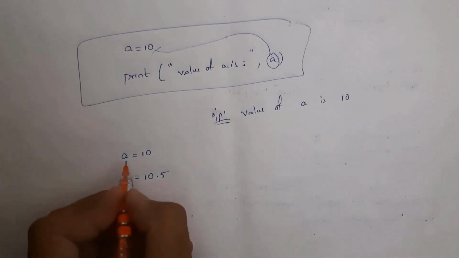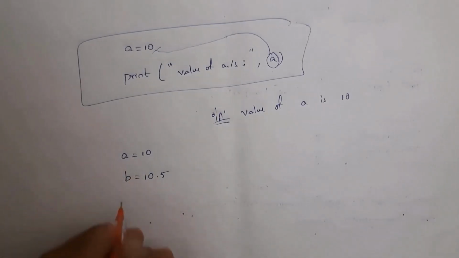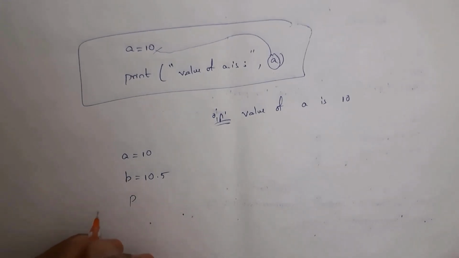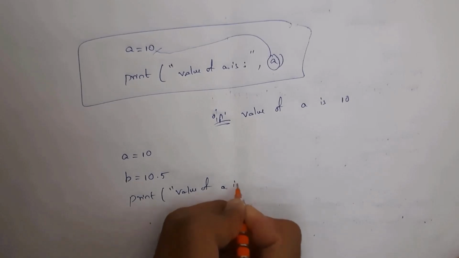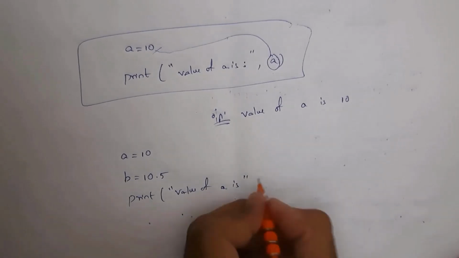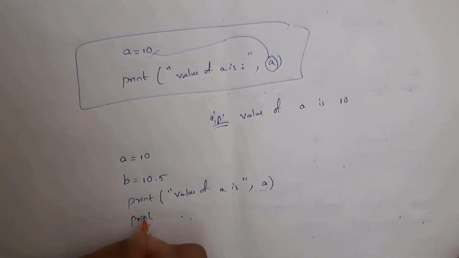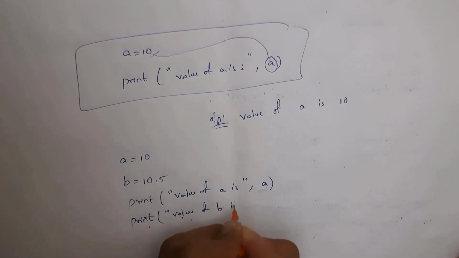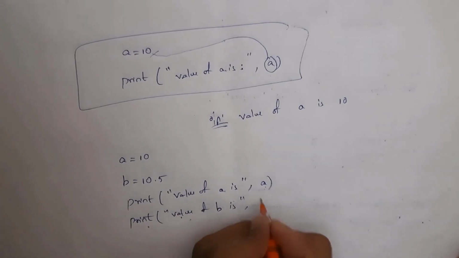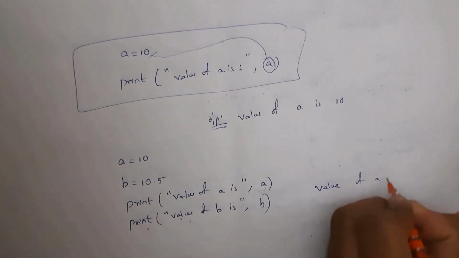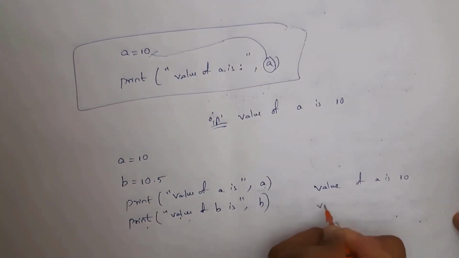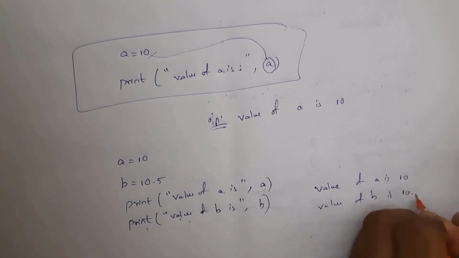For example, here I written a equal to 10 and b equal to 10.5. Now I want to print value of a and value of b. So I am writing here print value of a is, close double quotations, comma a. Similarly, I written here print value of b is, close double quotations, comma b. Whenever you execute this program, then you will get output value of a is 10 and value of b is 10.5. This is my output.